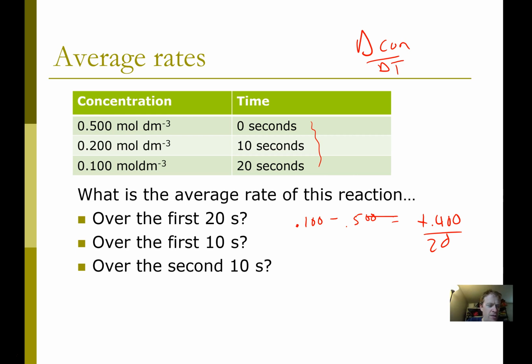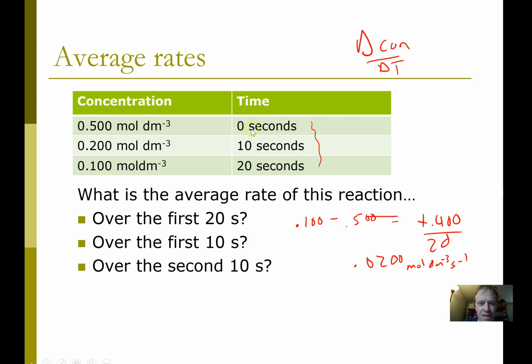0.4 divided by 20 is 0.02. And sig figs, I guess we'll keep this. And the unit is mole per cubic decimeter per second. And again, that's called an average rate. I'm not adding up these numbers and I'm not averaging anything. The reason it's called an average rate is because the rate's not constant over 20 seconds. So it's not the rate over 20 seconds, it's the average rate. So that's the first question, 0.02.